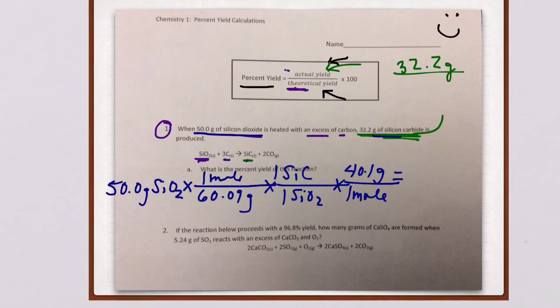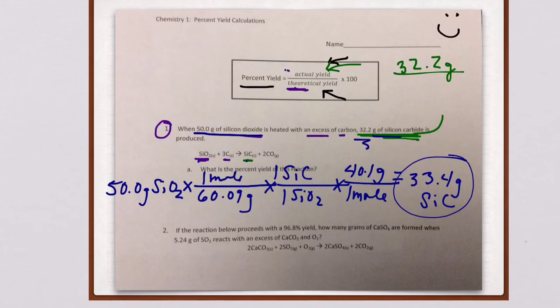So just go ahead and do 50 times 40.1 and then divide that by 60.09. You should get something like 33.4 grams of silicon carbide. And this was what's predicted. That's what's supposed to come out of the reaction. But what actually came out of the reaction? Well, the problem said it's only 32.2.